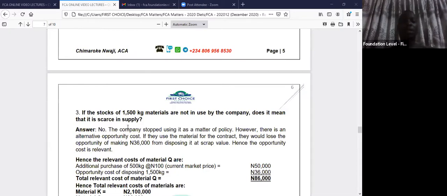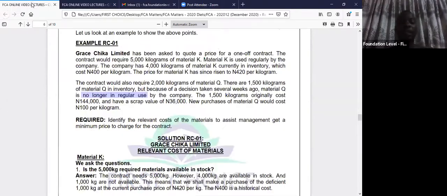All right. If the stock of 1,500 kg material are not in use by the company, does it mean that this material Q is scarce in supply? Okay, the answer is no. The material is not scarce in supply, but the company stopped using it as a matter of policy. However, there seems to be an alternative.